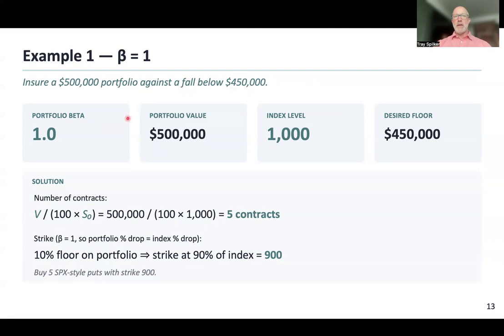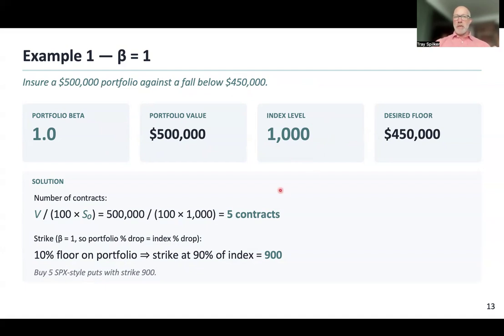So here are our facts. Portfolio beta is 1, portfolio value of 500,000. I'm giving you S0 here. The index level is 1,000, and our desired floor again is 450,000 on the value of our portfolio. So a 10% drop is what we're worried about here.